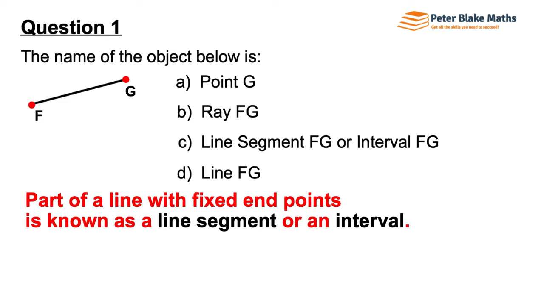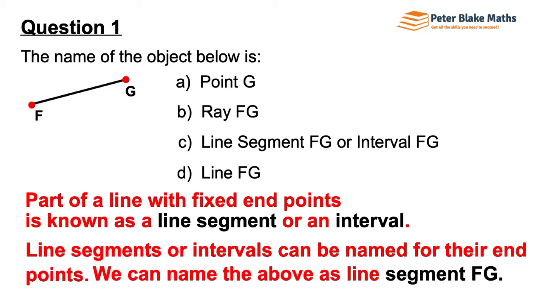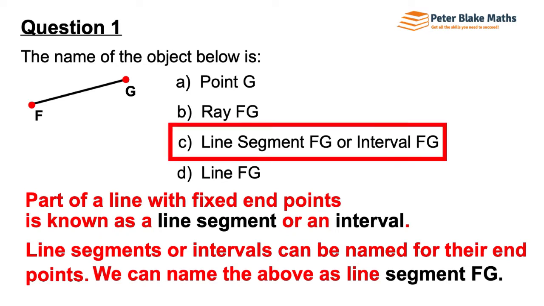Part of a line with fixed endpoints is known as a line segment or an interval. You'll notice it doesn't have arrows on both ends, so we know it's got fixed endpoints here. Line segments or intervals can be named for their endpoints. So the endpoints are named F and G here, so we can name the above as line segment FG. That's option C there. Another way of saying it is interval FG if we wanted to go that way.